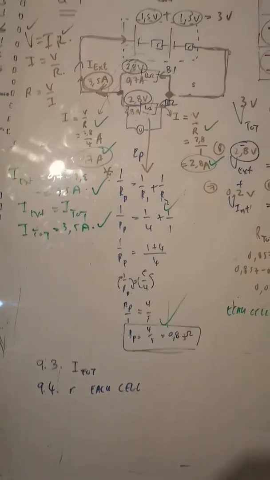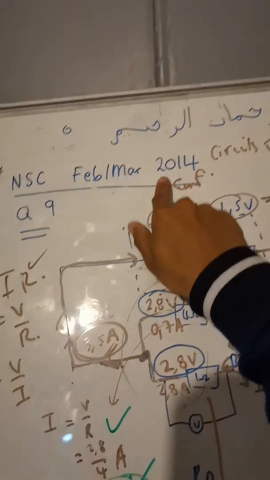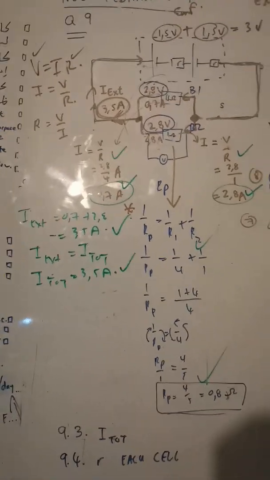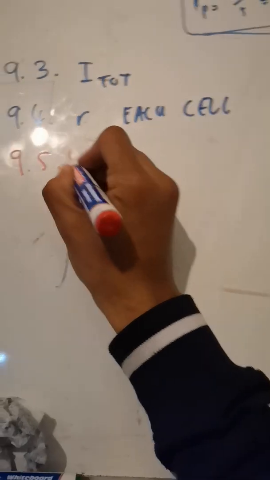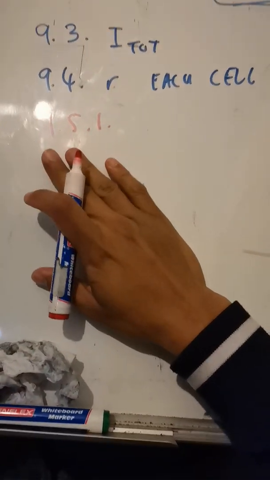Okay, so in this video, we're still on the paper of NSC February-March 2014. Okay, so now what's important to understand, we're going to now do 9.5. So in 9.5.1, we're going to read. So just follow as I'm reading.